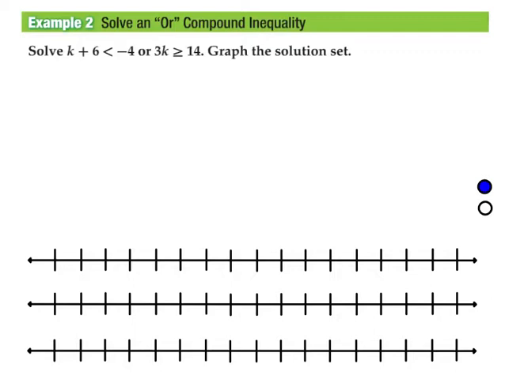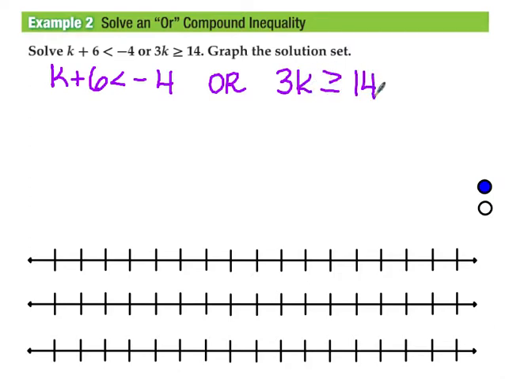So let's look at this inequality. This compound inequality states that k plus 6 is less than -4, or 3k is greater than or equal to 14. So basically what ends up happening is I need to solve each of these individual inequalities. And then what I will do is combine the solutions. So to solve that first one, what am I going to do? Subtract 6. So I end up getting k to be what? Less than -10.